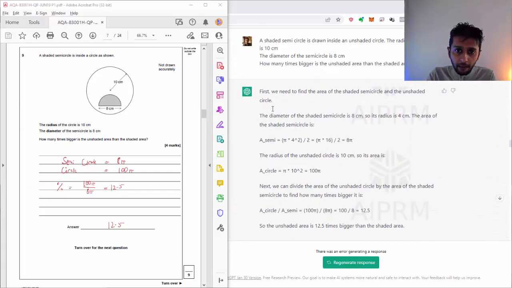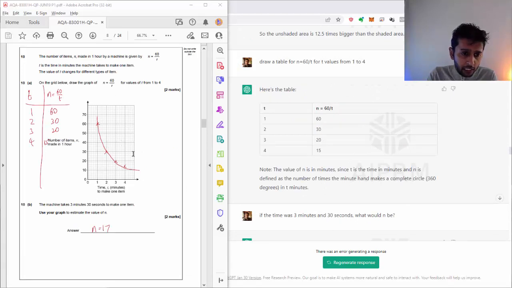Question 9. So a semicircle is drawn inside an unshaded circle. The radius of the circle is 10. So I had to describe this diagram. How many times bigger is the unshaded area than the shaded area? And it's done a bit of working out, which I've tried to copy out here, and given a final answer of 12.5, which I've copied in here.